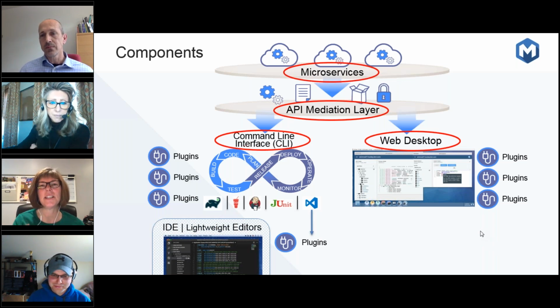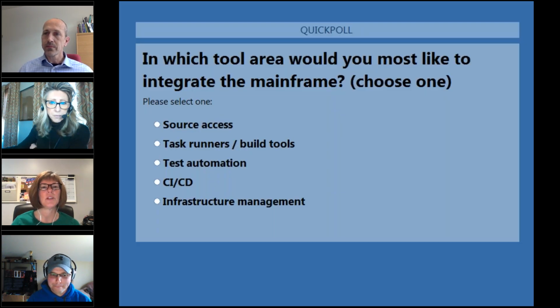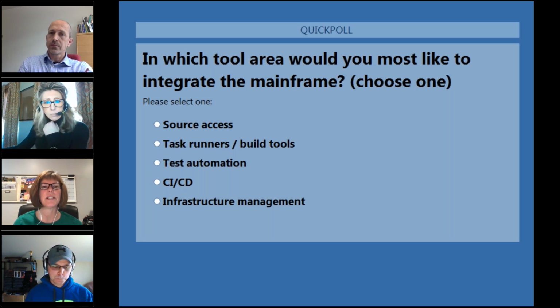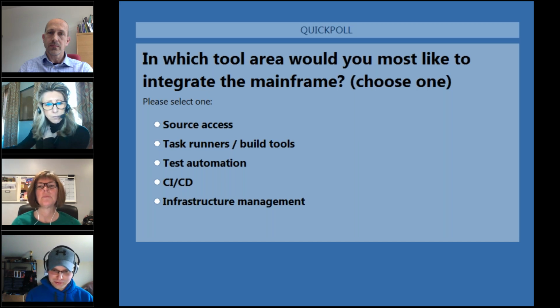And with that, it's a great segue, because I want to push up the last poll that we have, which deals with the tool areas that folks would like to see, hopefully. So I just pushed the poll out, which is: in which tool area would you most like to integrate the mainframe? The selections are source access, task runners, build tools, test automation, CI, CD, or infrastructure management. Go ahead and submit your answer, and then we'll take a look at those answers.